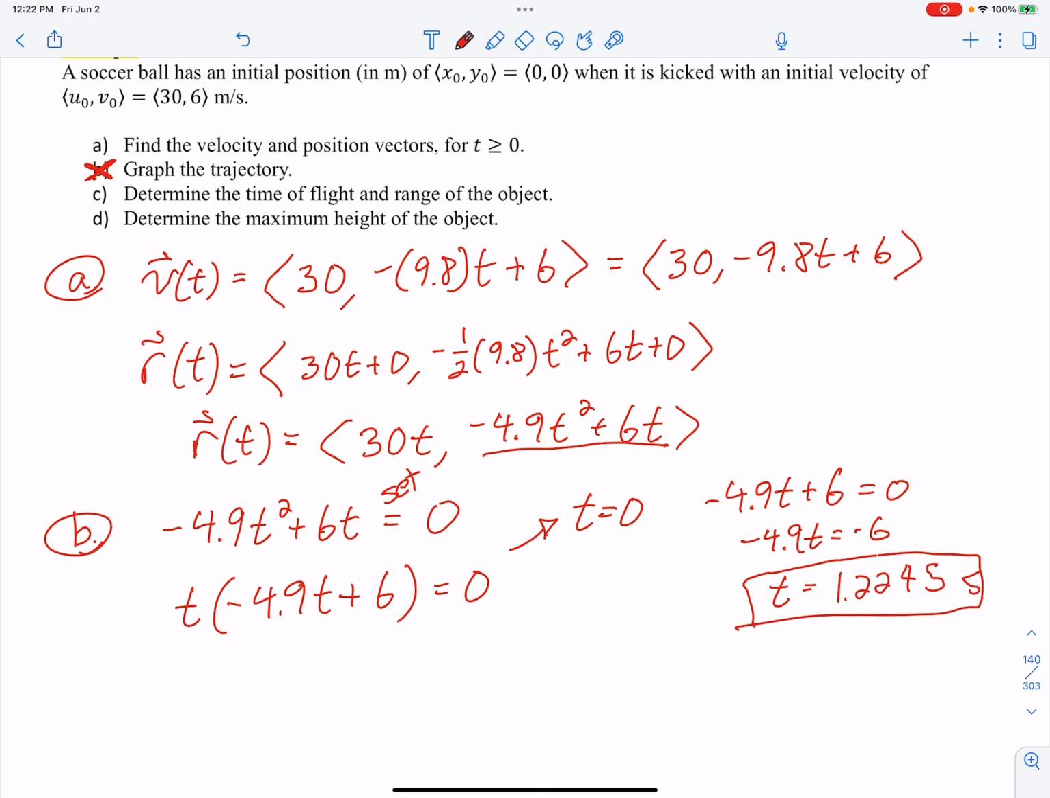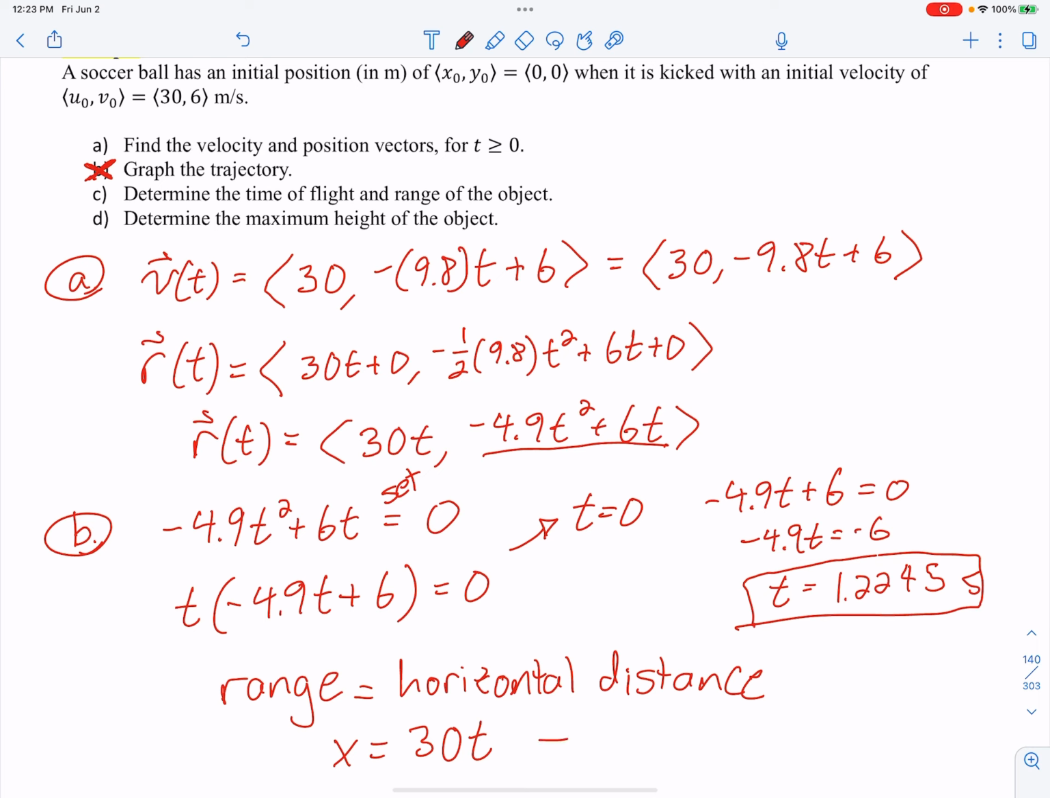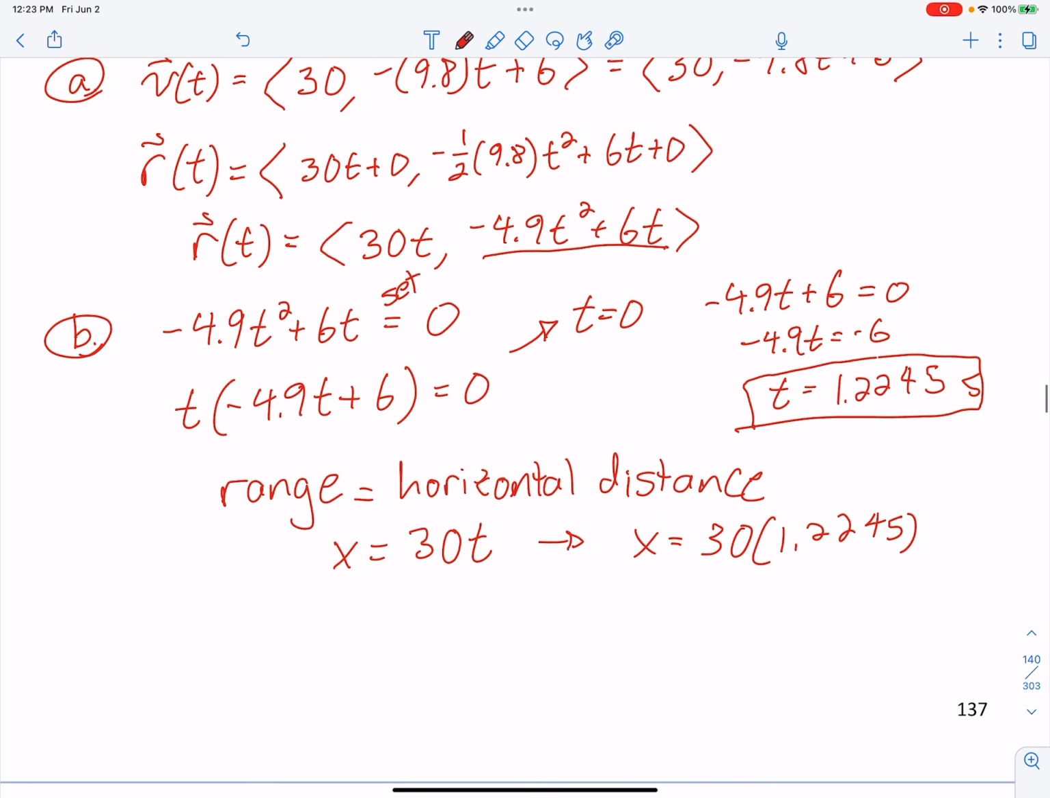They also want to know the range of the object. Range is the horizontal distance, so that is the x component. So x equals 30t. Well, let's just plug in t. X equals 30 times 1.2245, and that's going to tell me the range. Mine might be a little different because I'm not going to round, so it's 36.7 meters. So we answered how long it will be in the air, and then how far it will travel.